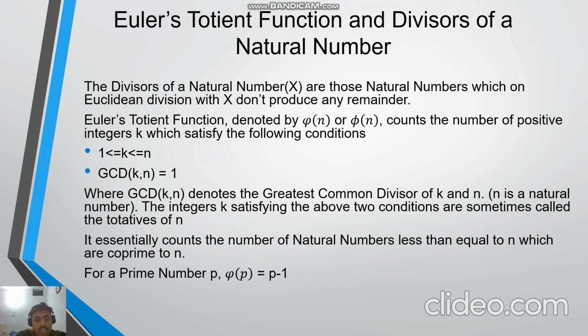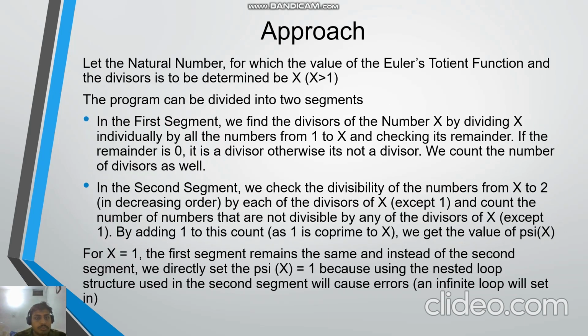n is a natural number here. The integers k which satisfy the above two conditions are also sometimes called the totatives of n. So what the Euler's quotient function essentially does is count the number of natural numbers which are less than or equal to n but which are also co-prime to n. So for a prime number p, psi of p would be equal to p minus 1.